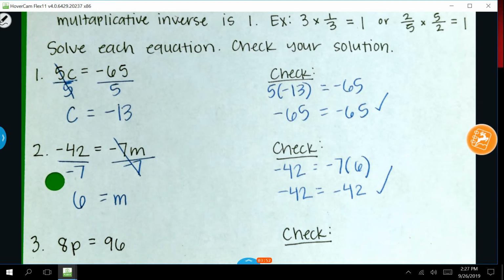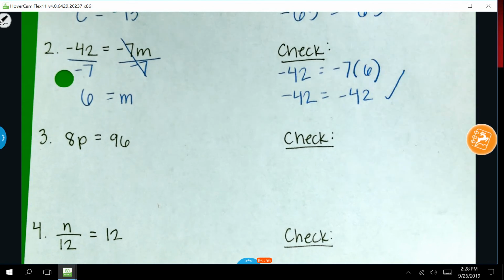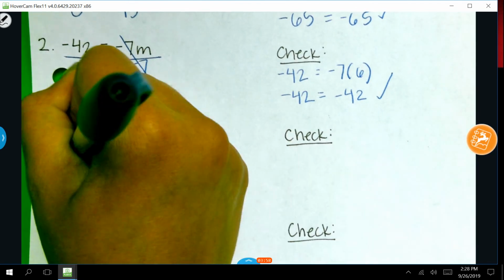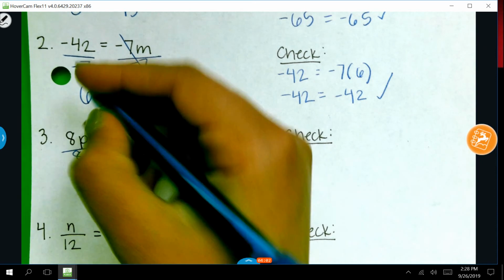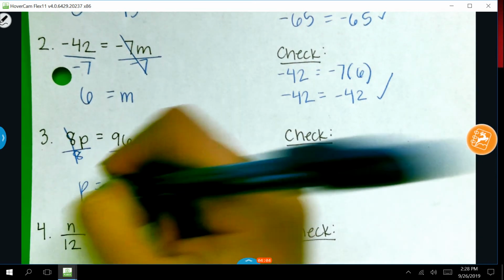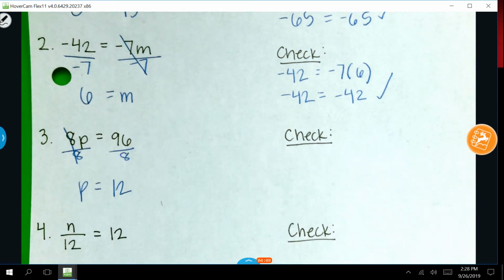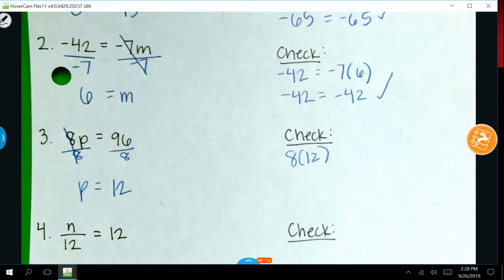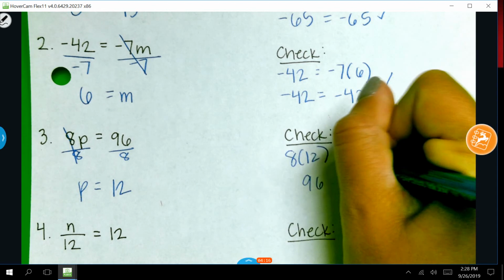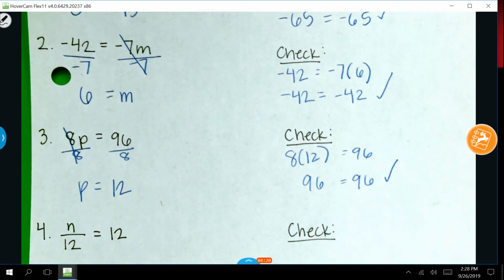Number 3, what am I doing there? Yep, dividing both sides by 8. So then what is p equal to? 12. So what is 8 times 12? 96, which is exactly what I was looking for. Yes.